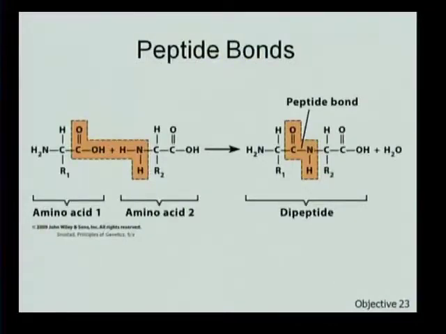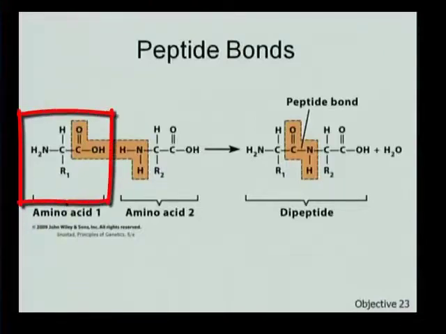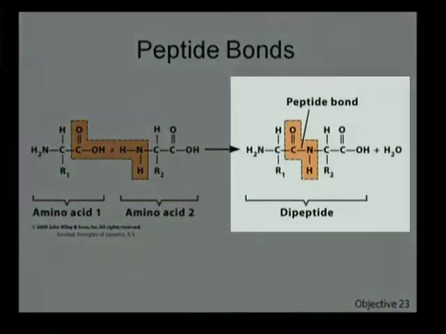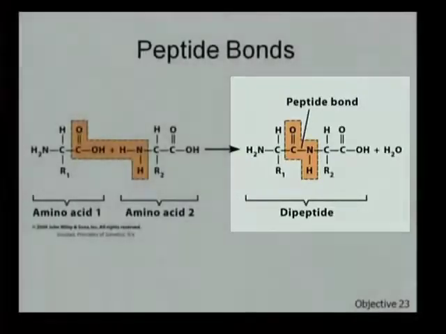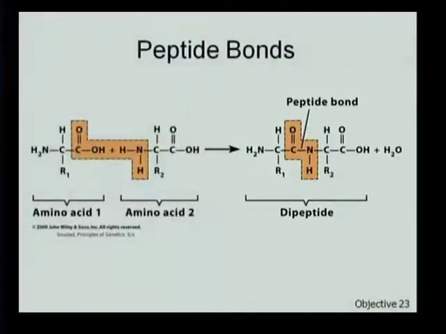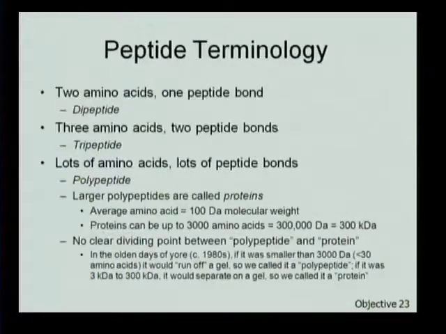Another example of a peptide bond is shown in this slide. We have amino acid 1 and amino acid 2. These are joining together in a dehydration synthesis to form a dipeptide. If we repeat this over and over again and form a peptide bond between each of the amino acids, then we eventually end up with a polypeptide, and if we make that even longer, then we end up with a protein.